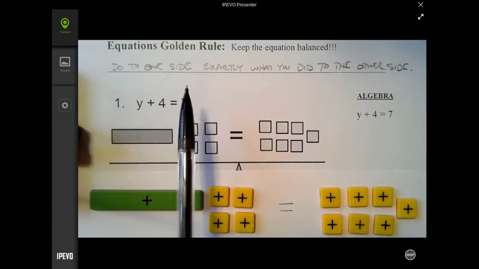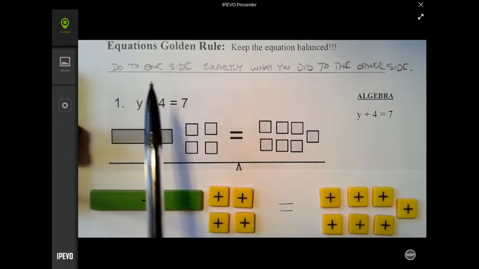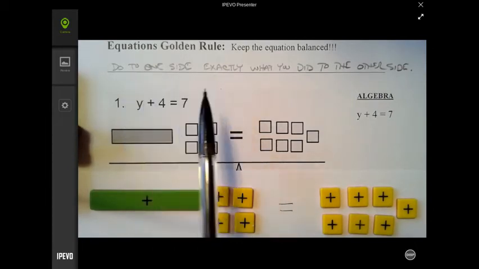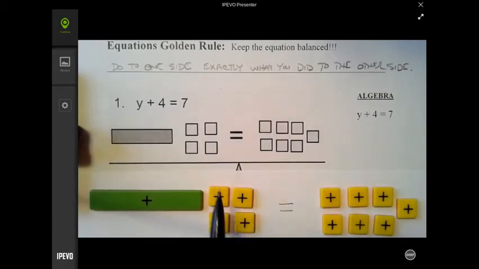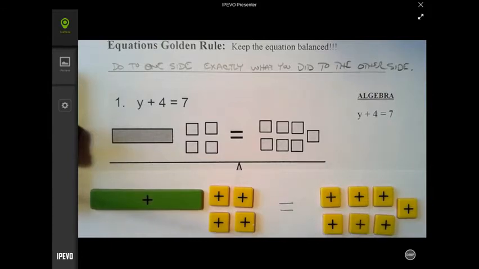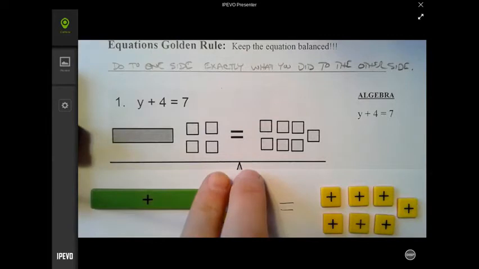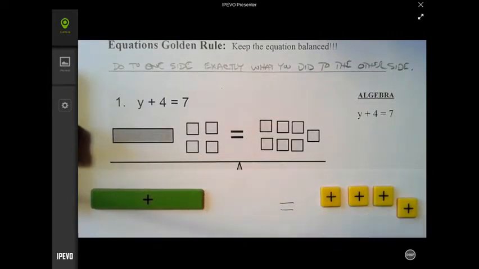But remember the equation's golden rule. I have to keep the equation balanced. Whatever I do on one side of the equation, I have to do on the other side. If I take away these four yellow squares on the left, I have to be able to take away four yellow squares on the right. And fortunately, there is enough over here where I can take away four yellow squares from the right-hand side. So let's go ahead and do that. I'm going to take away the four yellows that are on the left, and I'm going to take four of the yellows from the right side away.